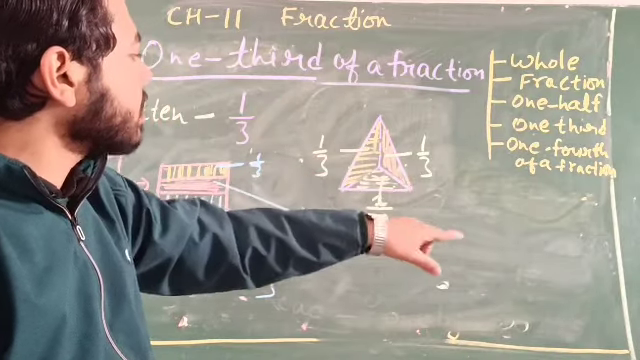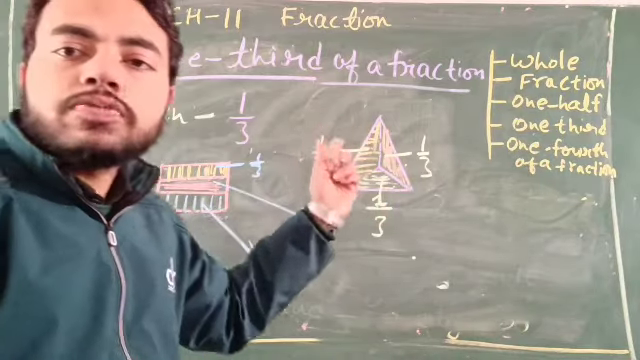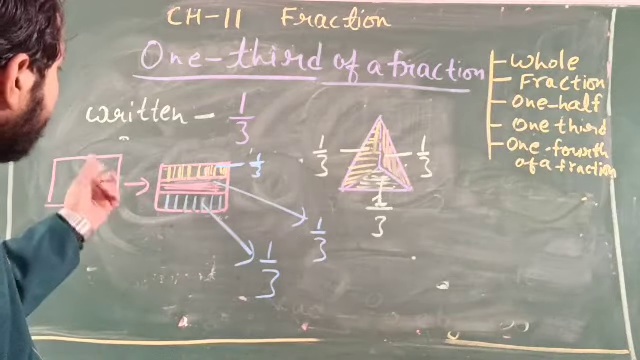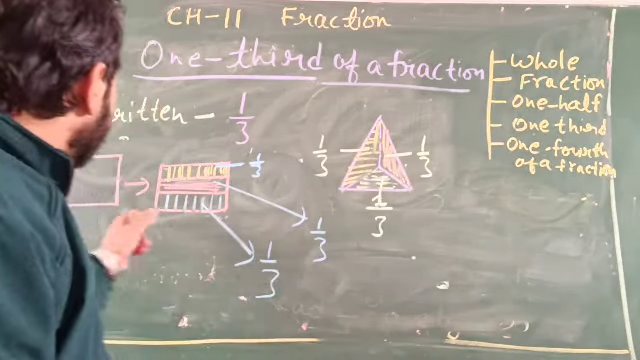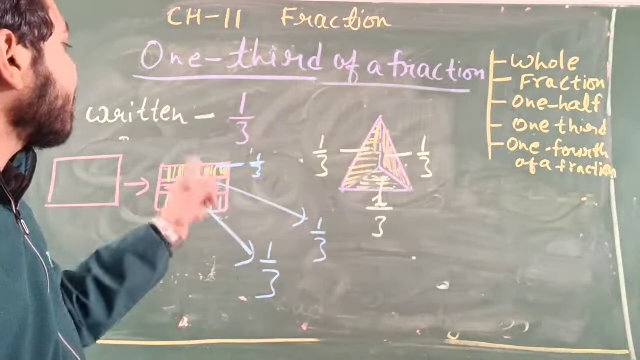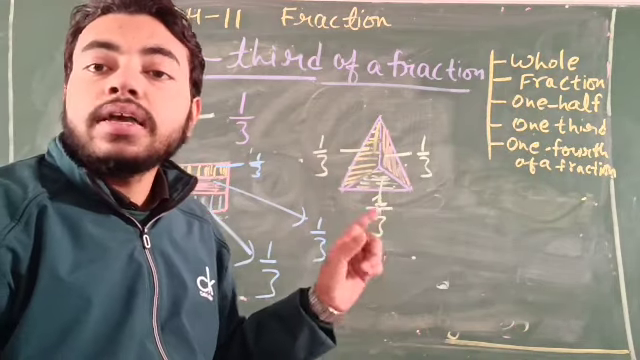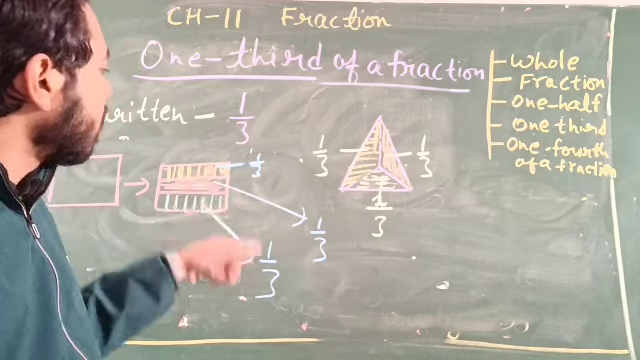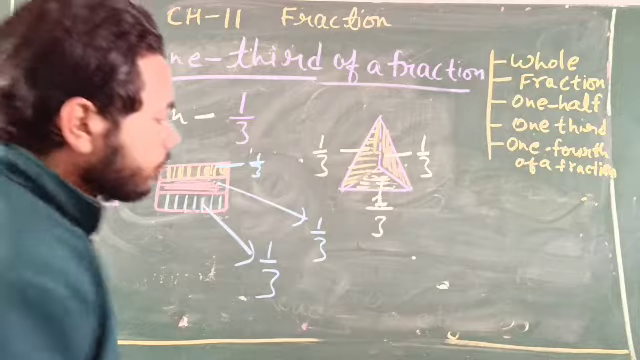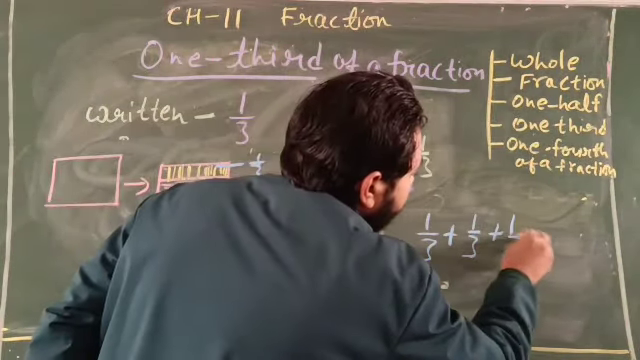how will you represent it? Just make a triangle and divide it into 3 equal parts, and then each part will represent 1 third. You can also make a square and divide it into 3 equal parts, and each part will represent 1 third. So here are 1 third, 1 third, and 1 third. So 1 third plus 1 third plus 1 third.